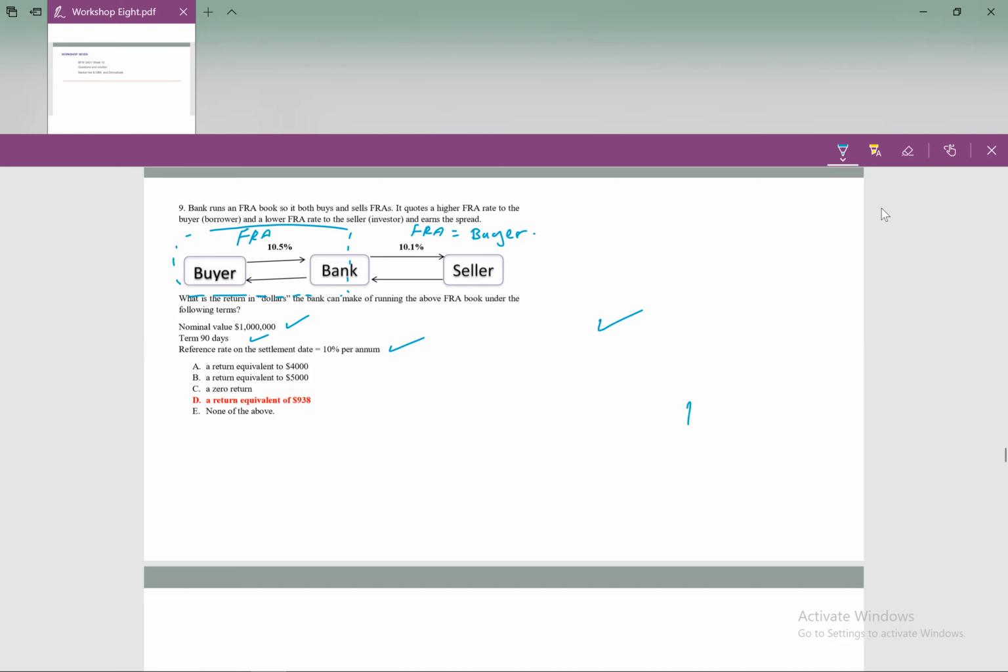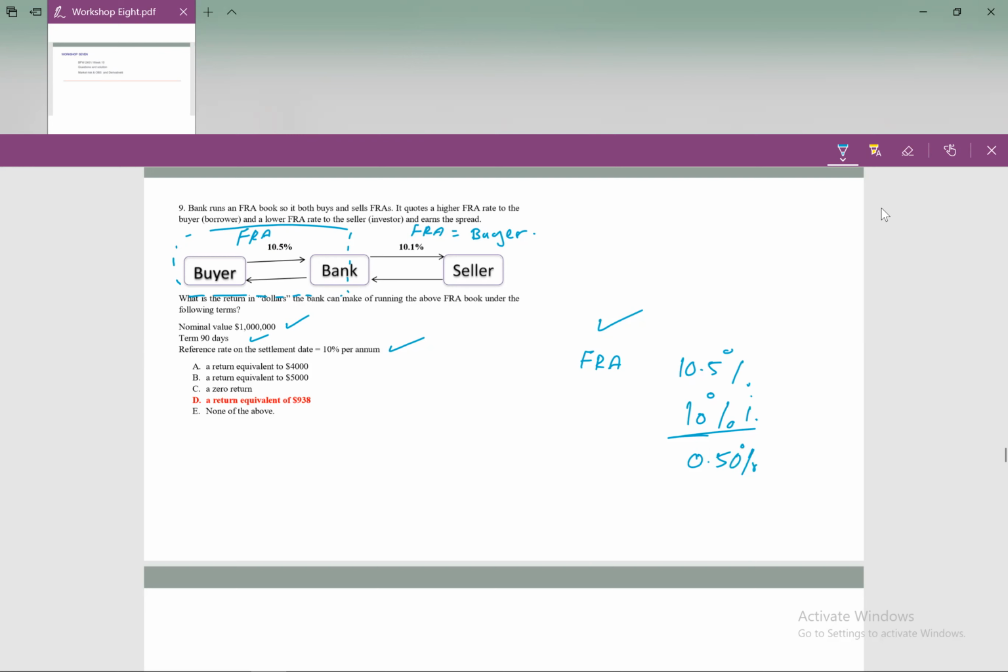The market is 10%, and the FRA is 10.5. So you have here 50 basis points. And this is in stage one.